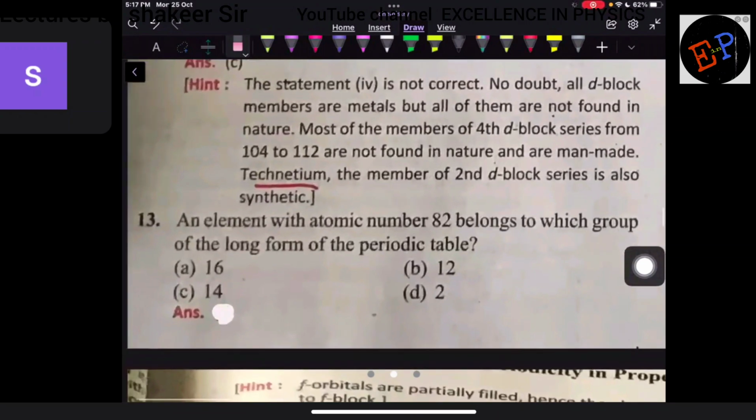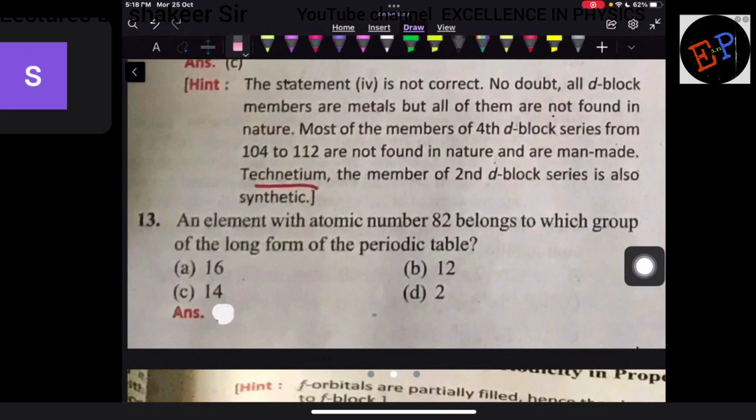Now let us see. An element with atomic number 82 belongs to which group of the long form of the periodic table? Clear? Now see, how to answer this type of question? Are you able to understand? One method of solving this, you have to write all the configuration. How many electrons are there? 82 electrons are there. If you start arranging them in electronic configuration method, total 3 hours will be completed. In total NEET exam, you will be writing configuration. Are you able to understand?